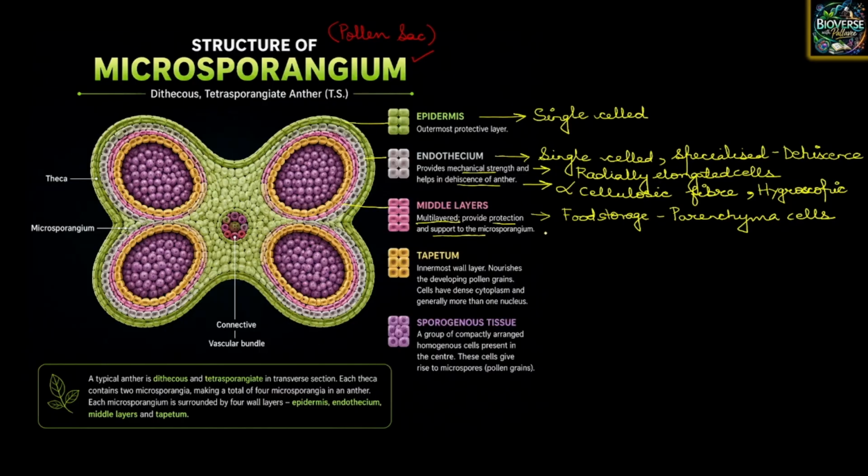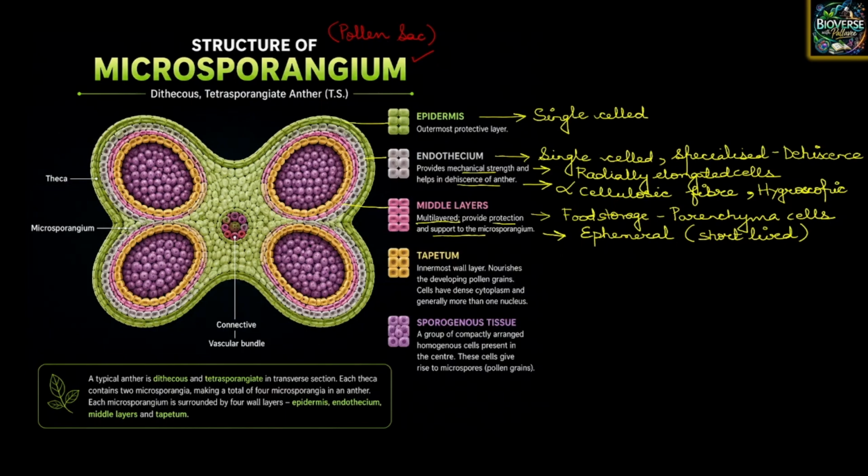Now, one more term that I'm going to use over here is ephemeral. The word ephemeral means that this layer is going to be short-lived. Why is the word short-lived used for this layer? It is because when the epidermis, endothecium and middle layer of the anther reach maturity, they need to be dehisced. They need to burst out. There needs to be a crack so that the pollen sacs release the pollen. So that is why it has a very short duration, and that is why we use the word ephemeral.